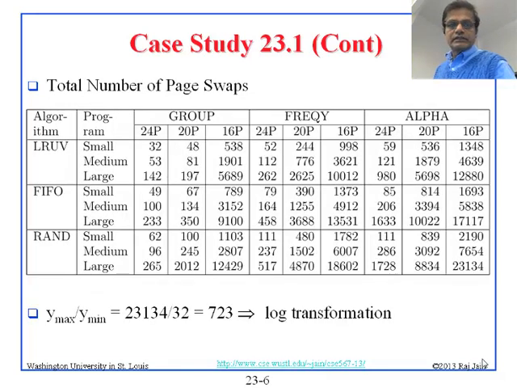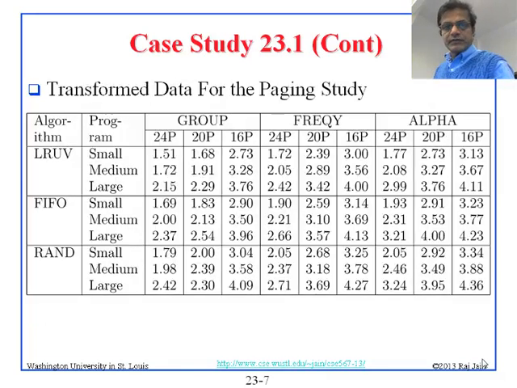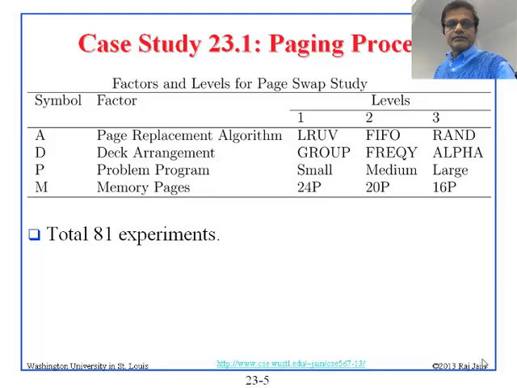Hold on, this is previous page down, page up. LRU, FIFO, and those are actually 3 rows. I'm sorry, maybe I did something wrong here. First factor is A, it has 3 levels: LRUV, FIFO, and RAND. Second factor is blah, blah, blah. Okay, so let's just do it one more time.